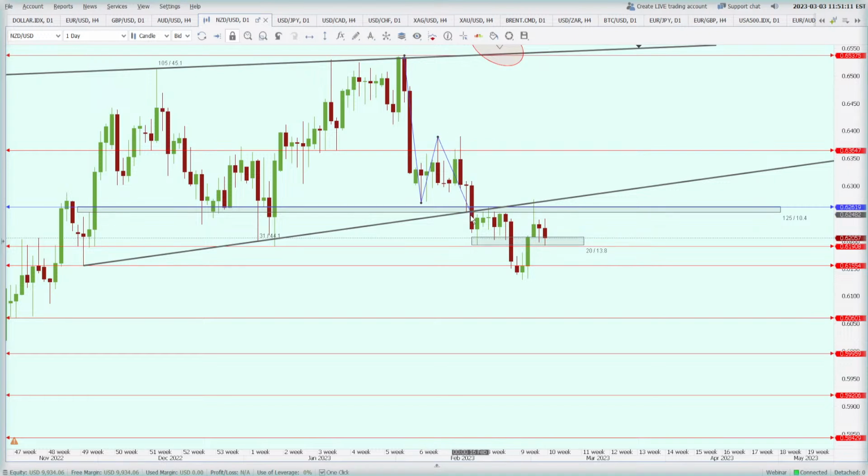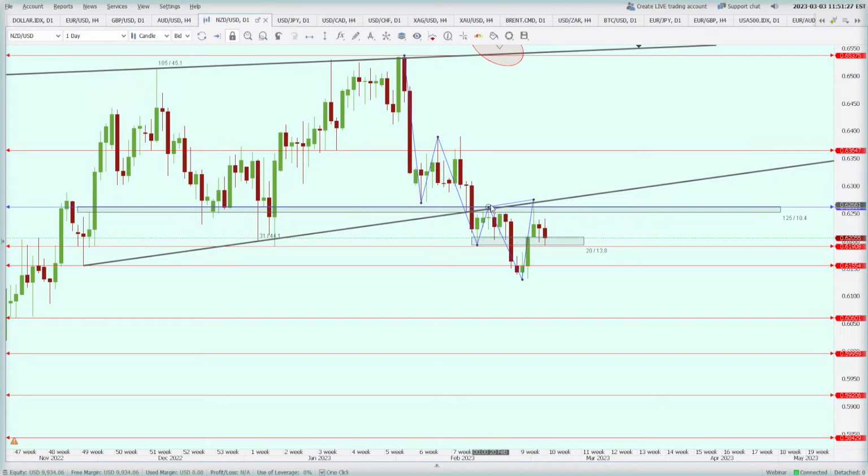After this high, the market made this low here. After that, the market made this high here. After that, the market made this low here. After this, the market made this high. And in the process of making this high here, the market has breached this high.